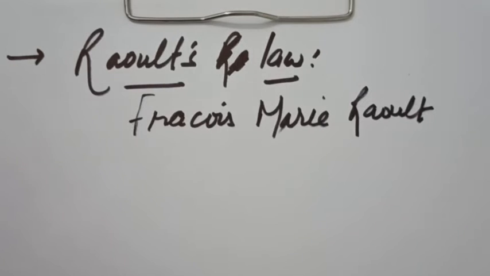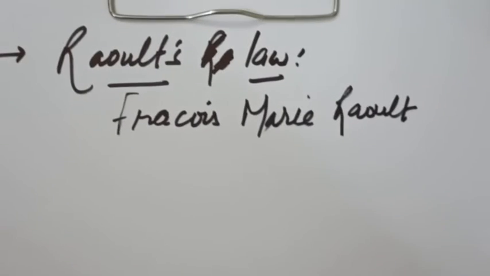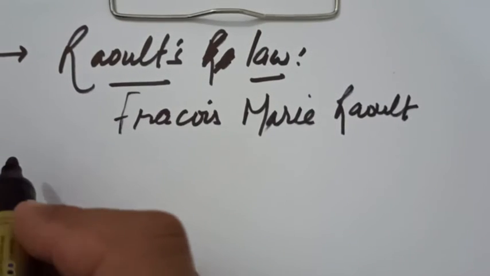He gave a general statement that when a non-volatile solute like sugar, salt, urea, etc. is dissolved in a liquid, then it is observed that the vapor pressure of the liquid is lowered. Clear? He said that if any non-volatile solute like sugar, salt, urea is dissolved in a volatile liquid, whether water or anything, then the vapor pressure of that liquid will always decrease. This is Raoult's law.